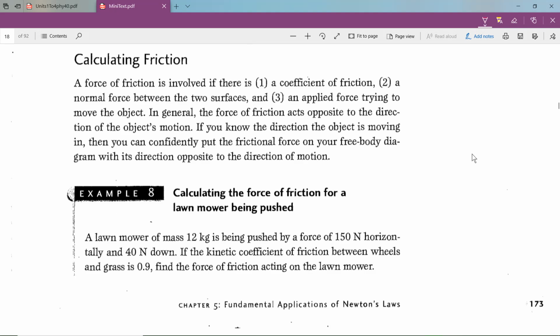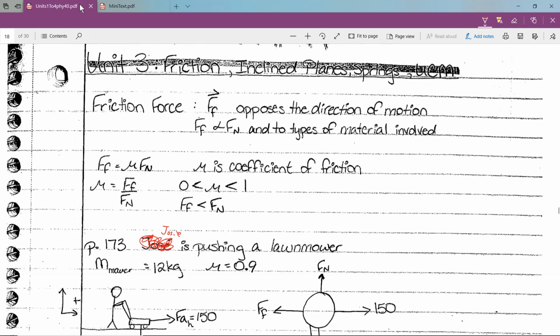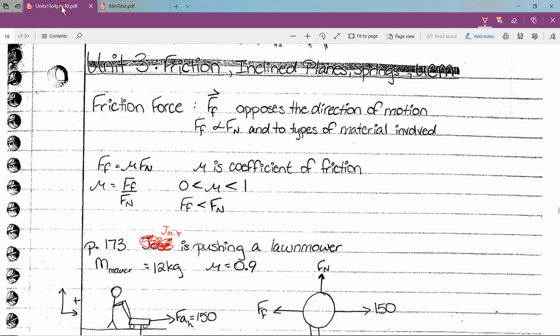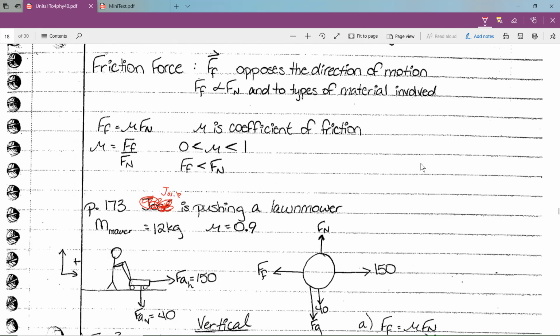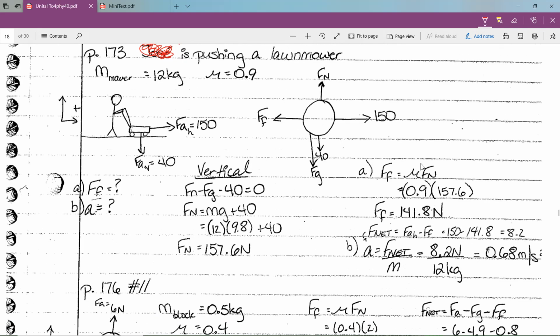And then let me jump to the picture here. We have here that a lawnmower is being pushed by a force of 150 newtons horizontally and 40 newtons down. If the kinetic coefficient of friction between the wheels and the grass is 0.9, find the force of friction acting on the lawnmower. So here I use Josie. I think I was watching Riverdale, everyone's favorite show. And Josie's pushing a lawnmower. I don't know, maybe it's canceled by now, who knows. 12 kilograms, and the coefficient of friction is 0.9.